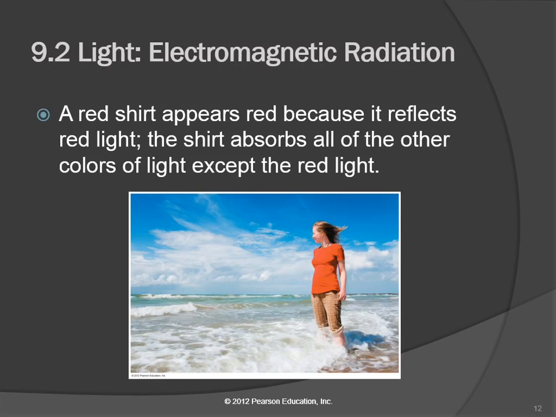When we see color, here the woman in this picture has a red shirt. The shirt appears red to us because the material in the shirt is reflecting the red light and absorbing the other colors of light. And so the red light comes to our eye, and our brain interprets that and tells us, oh, that's red.